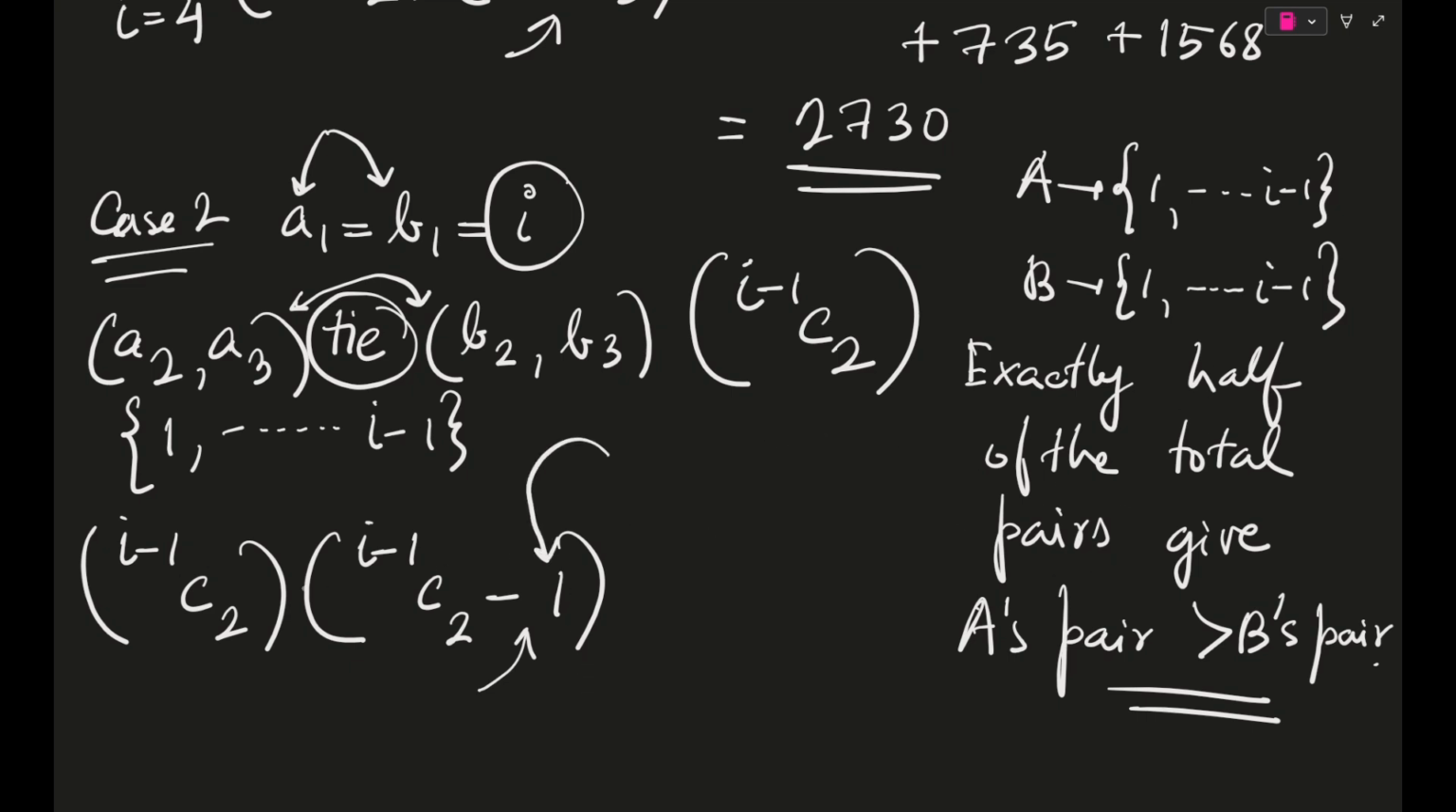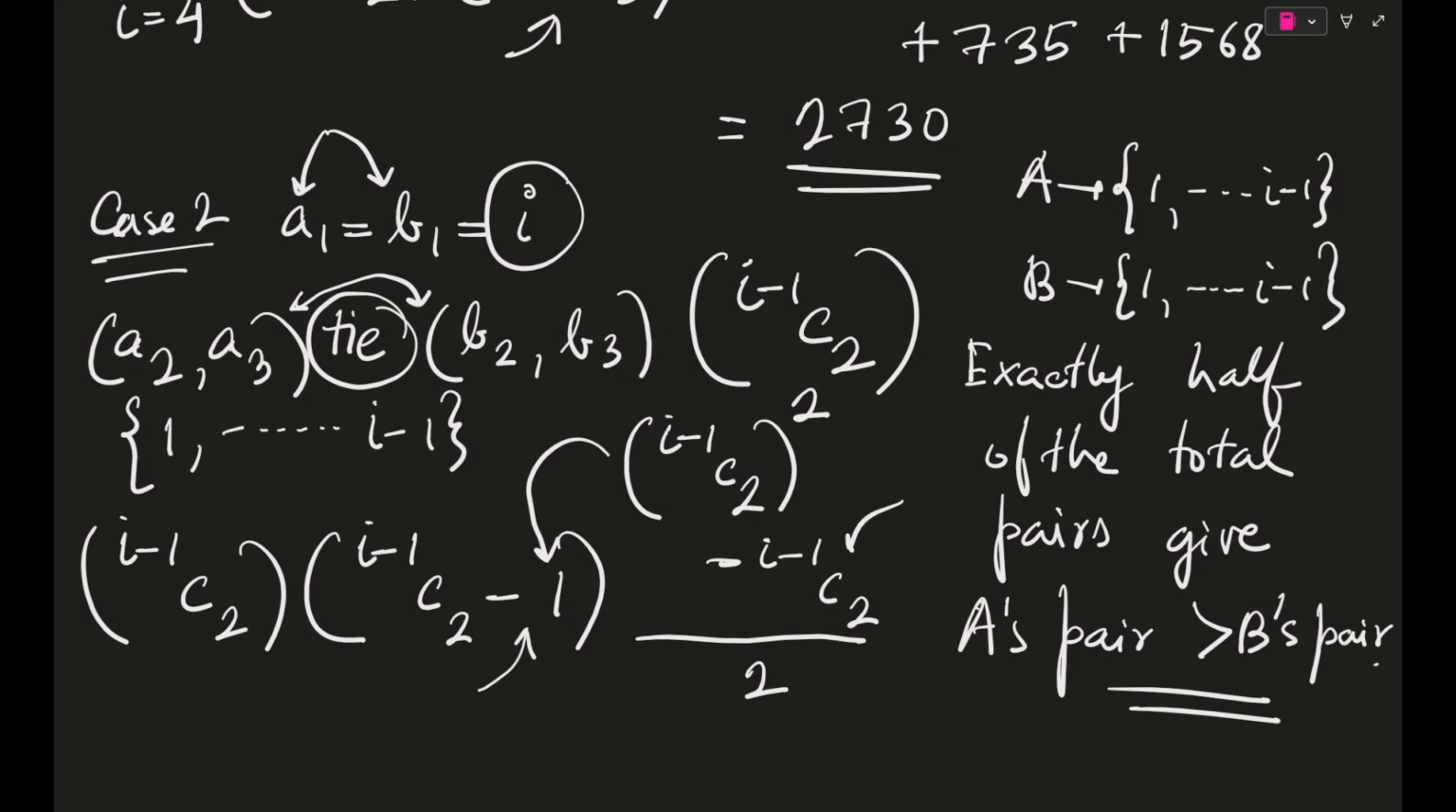So it is I minus 1 C2 whole square. I will expand this and write. It is actually I minus 1 C2 whole square, the total pairs, minus I minus 1 C2, and this whole is divided by 2. I minus 1 C2 whole square, the total number of pairs, minus the number of ties, divided by 2. Because exactly half of the total pairs will give A greater than B. That is what I have written here in a compacted form.